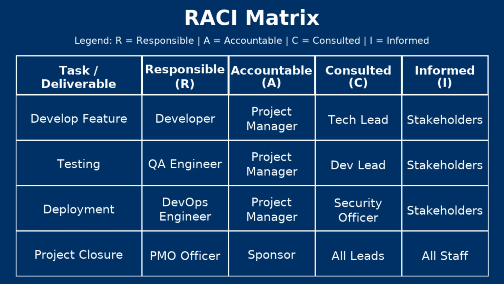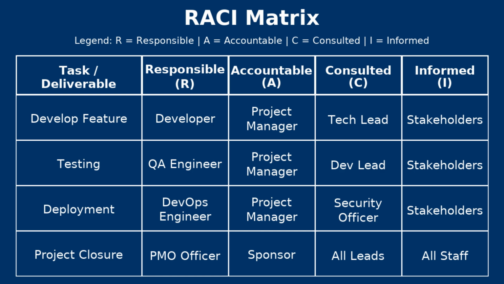Project closure is another task for which we come to know that the PMO is responsible. The PMO is the one who manages the closure process. The sponsor is going to be accountable for this task. The sponsor is the one who is going to sign off and own final approval. All leads will need to be consulted for this task because it's a project closure. All leads will provide feedback and validations. Who needs to be informed for this task? All the staff members need to be informed so everyone knows the project is complete.